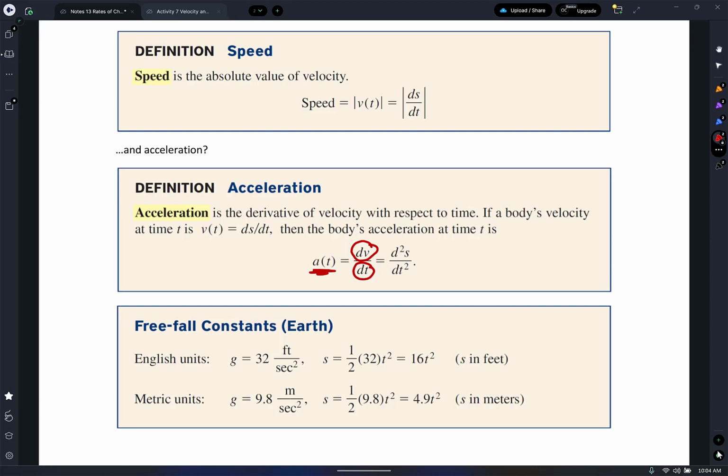Velocity. What if I take the two derivatives from position? Acceleration, because the derivative of velocity is acceleration, which means you've taken the derivative of position twice. Does that make sense? Okay.